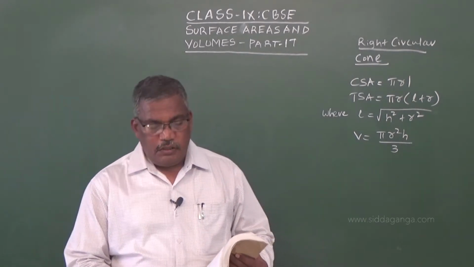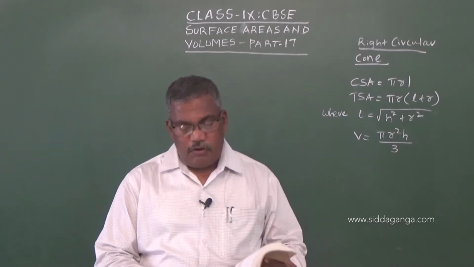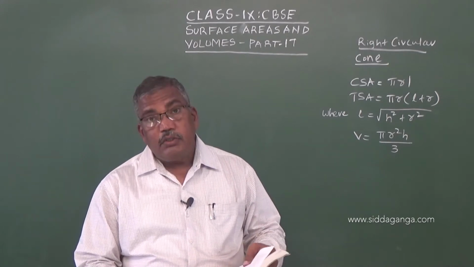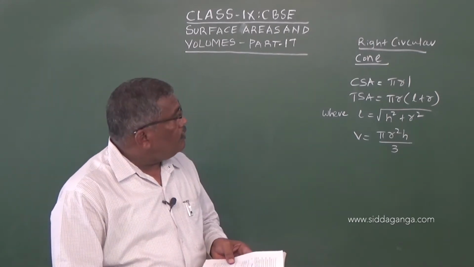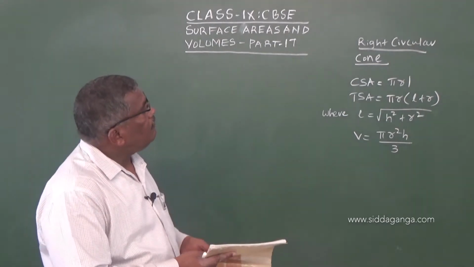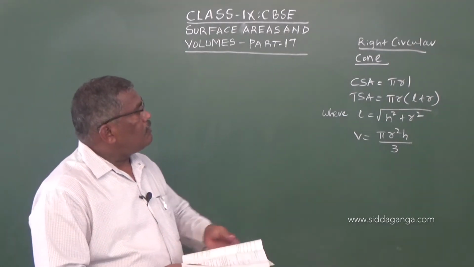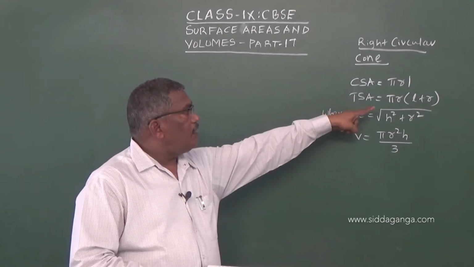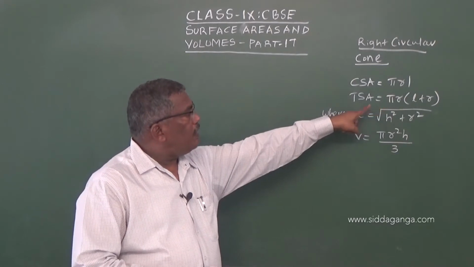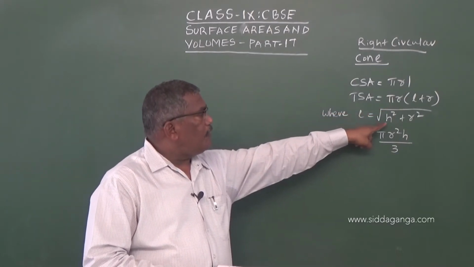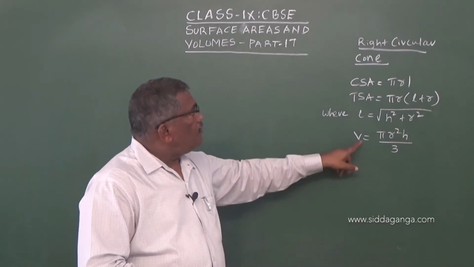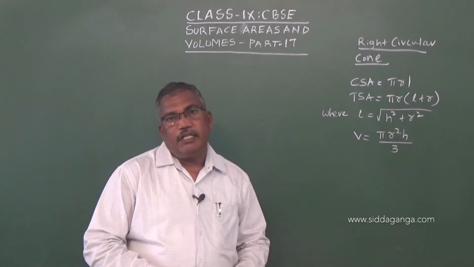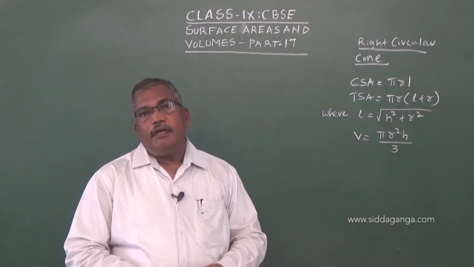So in the chapter surface area and volumes, we were discussing volume of a right circular cone. In that we have these standard formulas. For a right circular cone, the curved surface area is pi r L and the total surface area is pi r into L plus r, where L is the square root of h square plus r square, and the volume of the right circular cone is pi r square h by 3, or 1/3 of pi r square h.